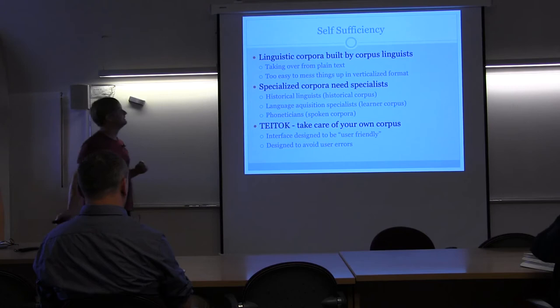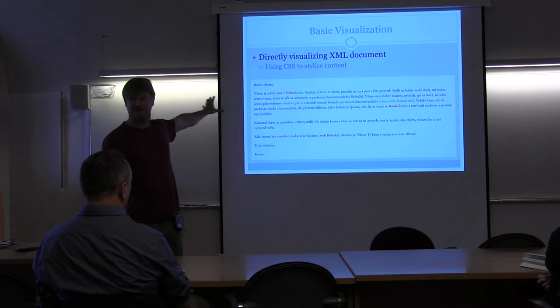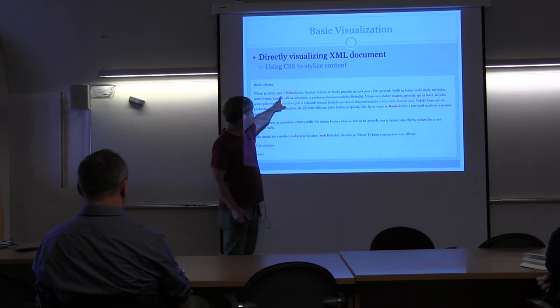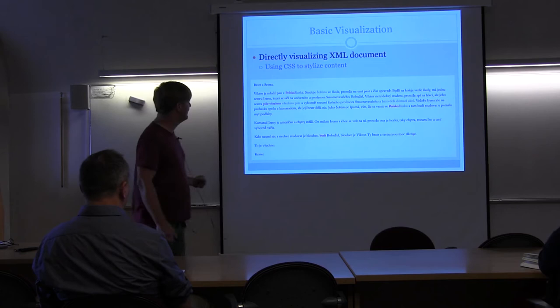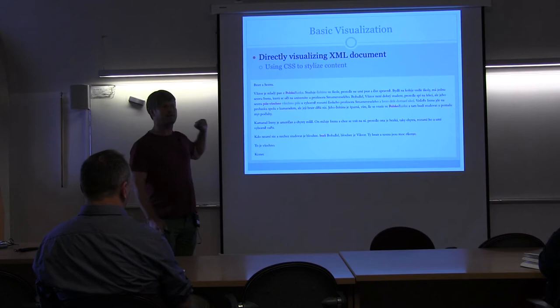So here are some screenshots. This is actually CzeSL, the Czech learner corpus. Here we have a text written by a student. He wrote something, then deleted it and added a different word above the line. So you see that here. And behind the screens is this heavy XML, right? But you never see that.